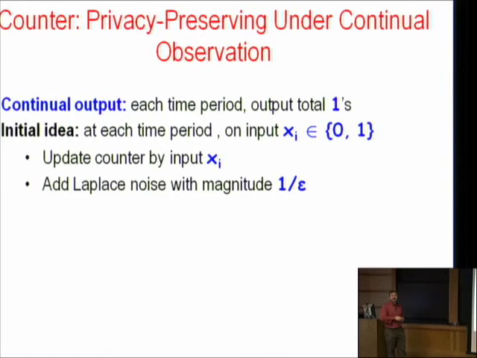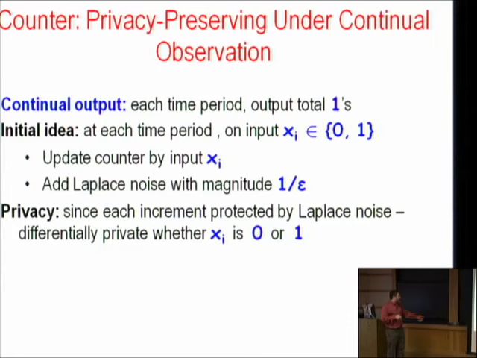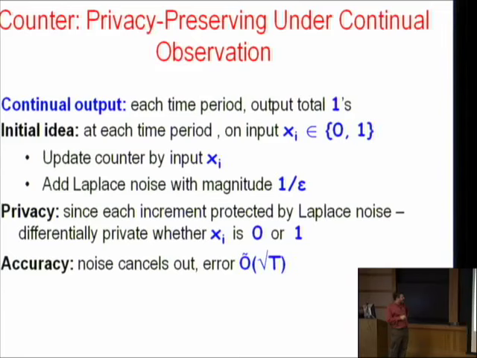So this does not behave like a counter. It could be negative. Right, it could go down. But it's very easy in this case: you simply never go down. You're not hurting your privacy by not going down, because you're only limiting the information, and you're not hurting accuracy by much. Since each increment is protected, privacy is good. The problem is accuracy. The error here is something like square root of t over epsilon.